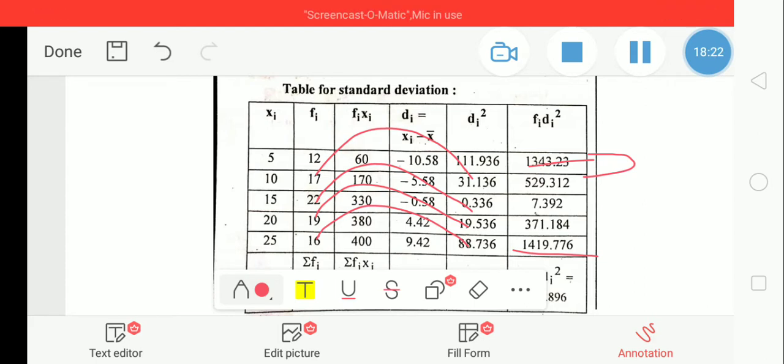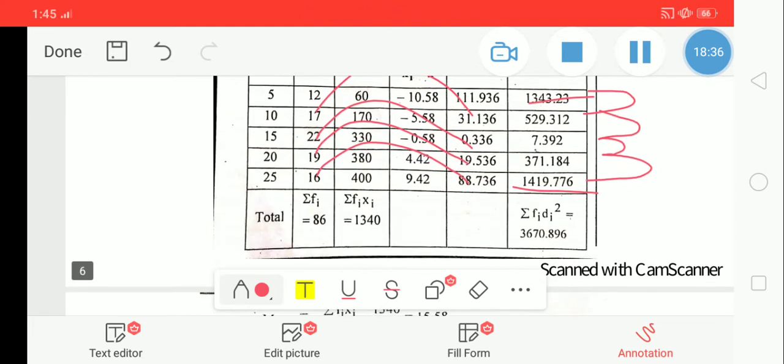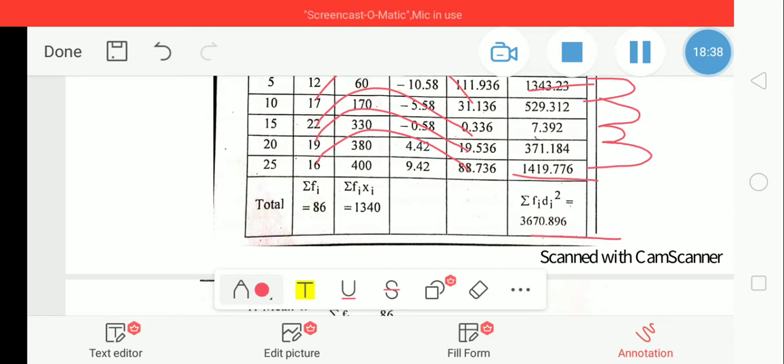Now summation of all of these, so this 1343.23 plus 529.312 plus 7.392 plus 371.184 plus 1419.776, so they give 3670.896.